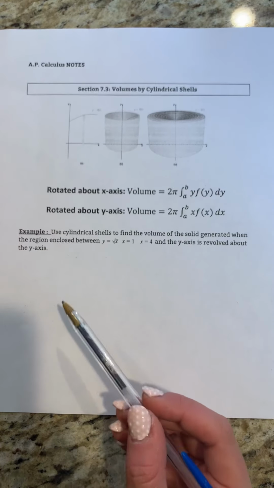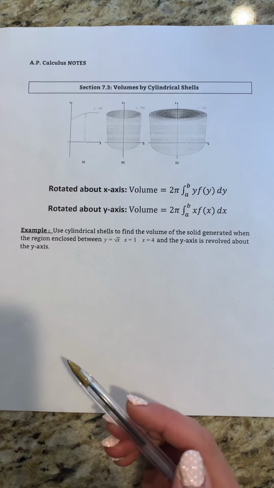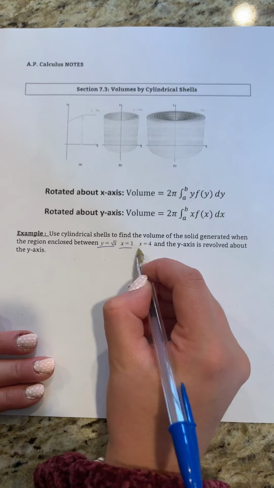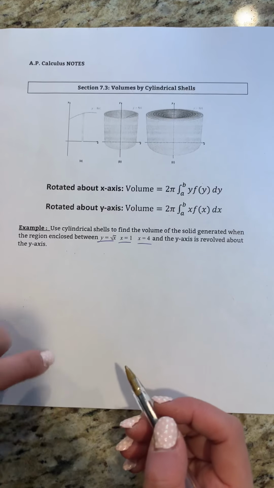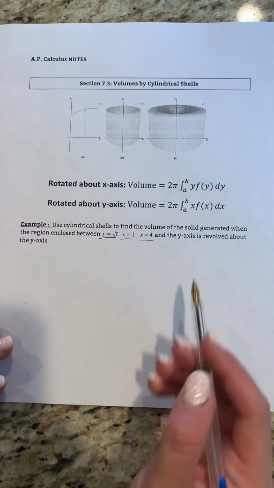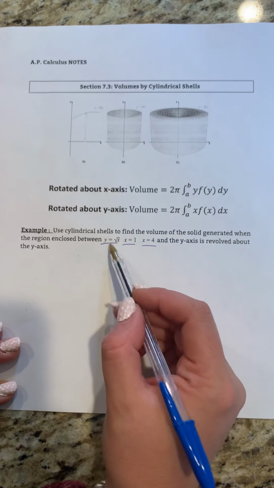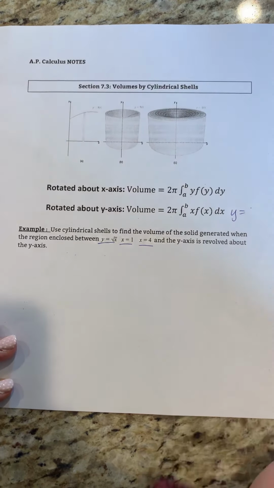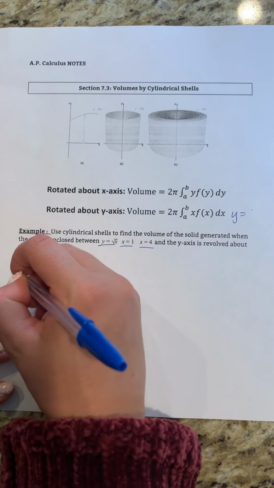So here's the example. Use cylindrical shells to find the volume of the solid generated when the region enclosed by y equals square root of x, x equals 1, and x equals 4 is revolved about the y-axis. So if it's revolved about the y-axis, my equation needs to be y equals. Okay, so we can find this volume.